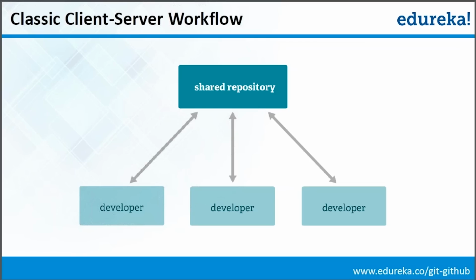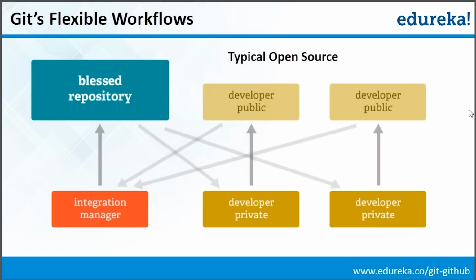Now, the next configuration is something called a typical open source configuration. Here, what happens is that you have the blessed repository. This is the main repository. But developers like you and me, we cannot do anything here. So we have our public repositories here, and here we have our local repositories. There's an integration manager here who checks out and checks in only from the blessed repository. So he's the only person who can touch this repository. He pulls in, and we all developers get the code from him to our public repositories. And then we pull it to our private repositories, that is in our local machines, and work on it.